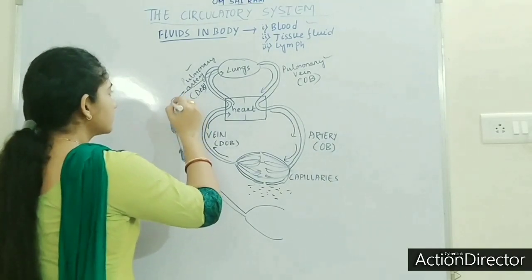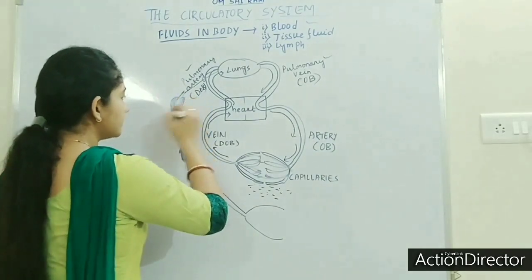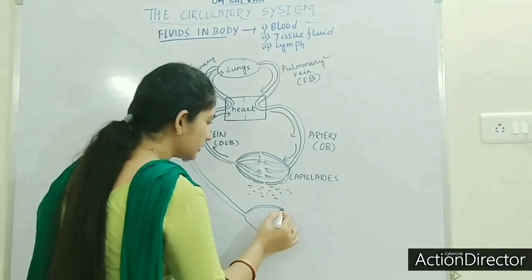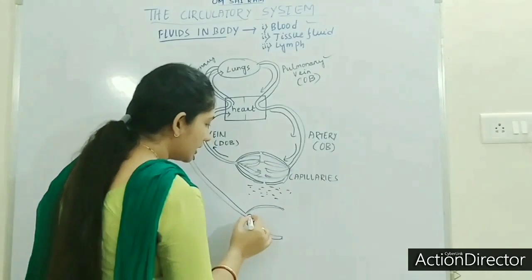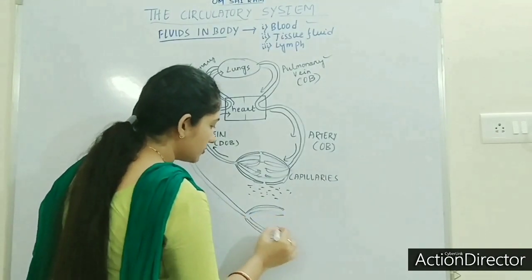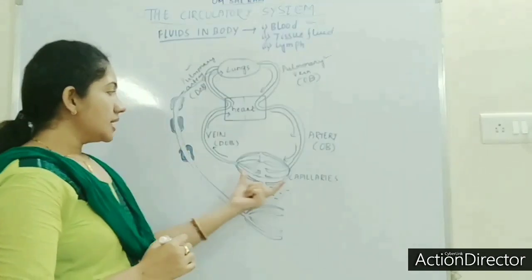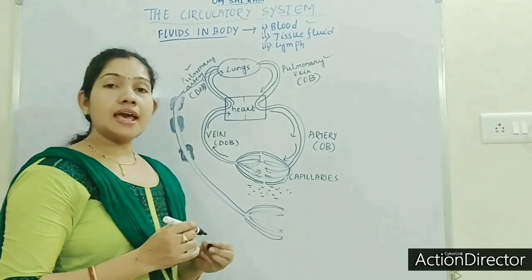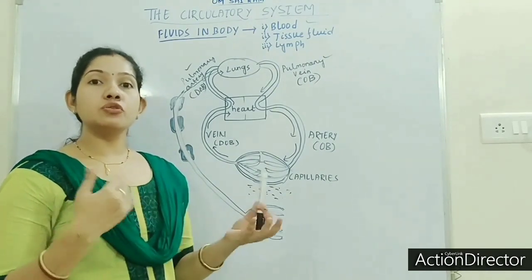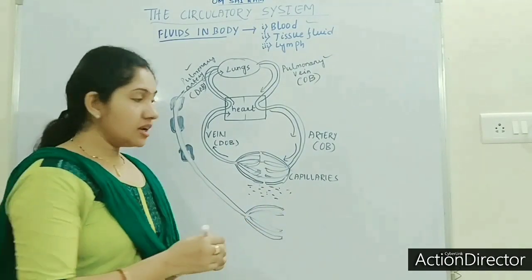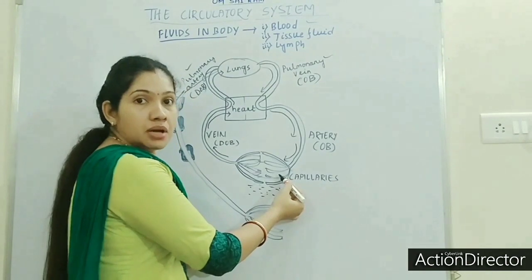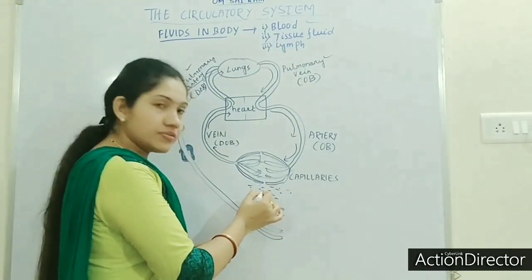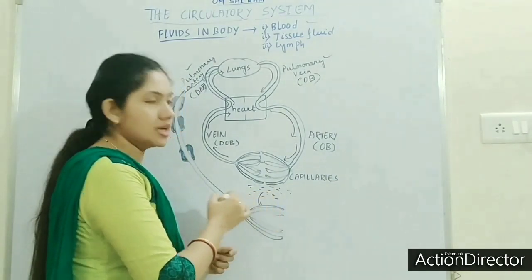These are the lymphatic organs and this is the capillary of lymph. So what happened? These blood capillaries help in the exchange of nutrients and waste material from the blood vessels to the tissue fluid, and this tissue fluid will give the nutrients to the limbs.